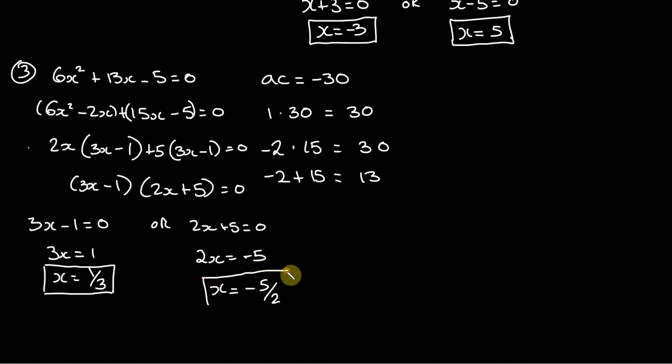X equals 1 over 3, x equals -5 over 2, which is also -2 and 1/2, right? So it's fairly straightforward. I'll do another one.